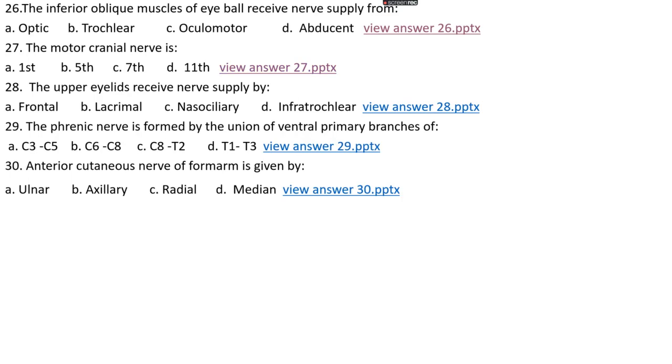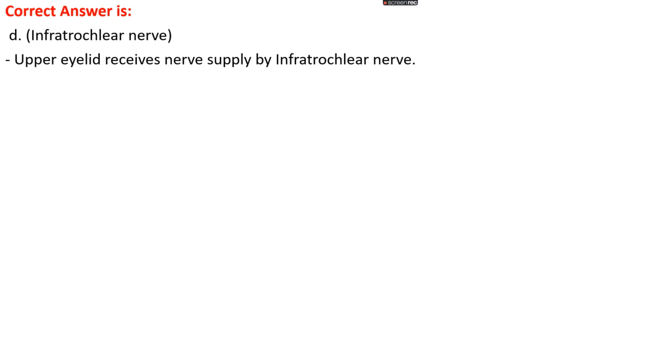Okay. Question number 28. The upper eyelid receives nerve supply by: option A, frontal; option B, lacrimal; option C, nasociliary; option D, infratrochlear. The right answer is option D, that is the infratrochlear nerve. The upper eyelid receives nerve supply by the infratrochlear nerve.